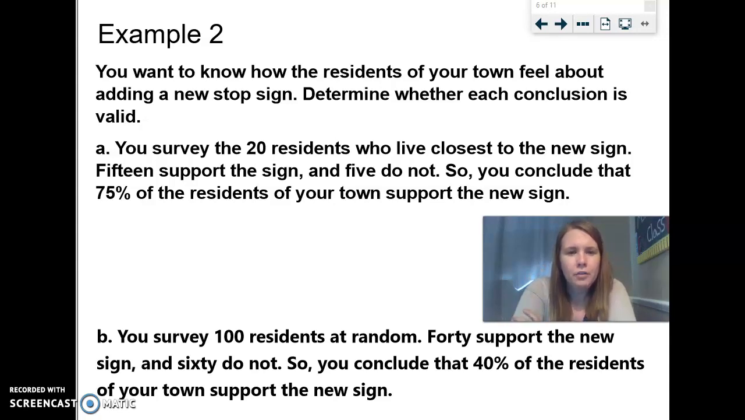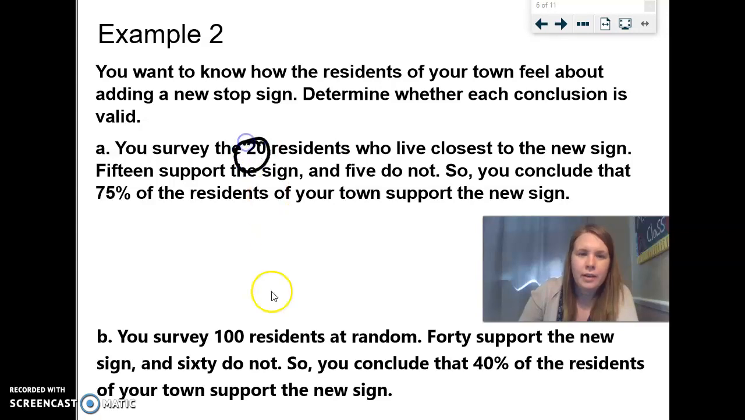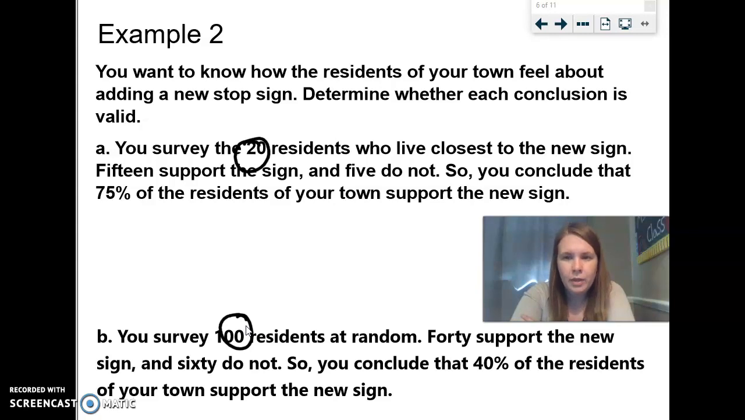B, you survey 100 residents at random. 40 support the new sign and 60 do not. So you conclude that 40% of the residents of your town support the new sign. So there are pros and cons to each one. Remember, if I want an unbiased sample, I want a larger sample. Right now, in A, we have 20 residents, and in B, we have 100 residents. So that's going to be a positive for option B because there are a lot more residents there.